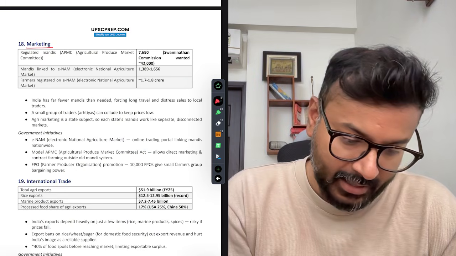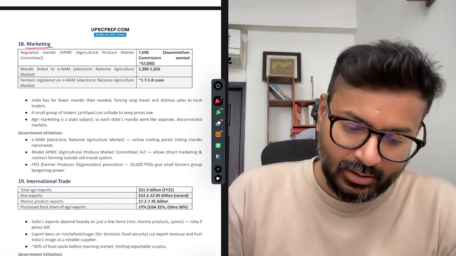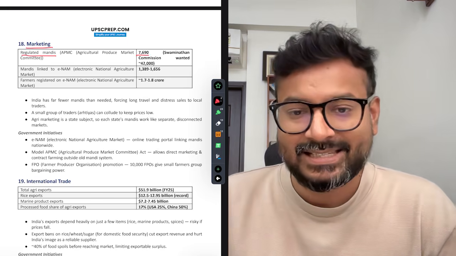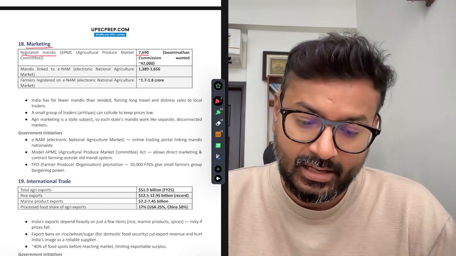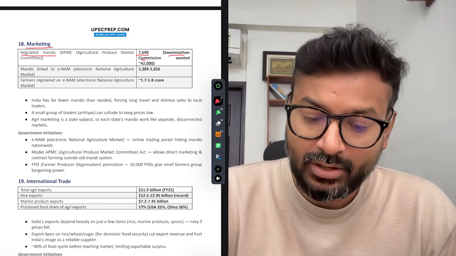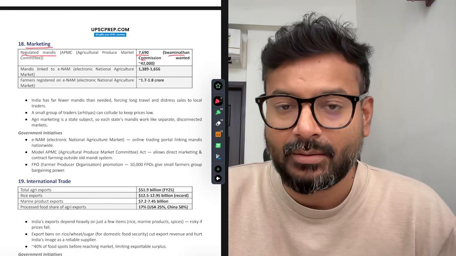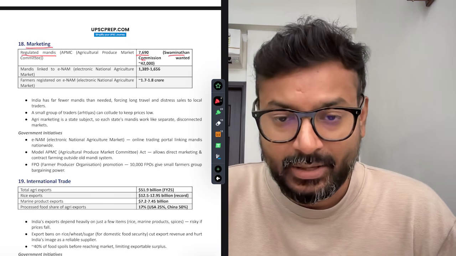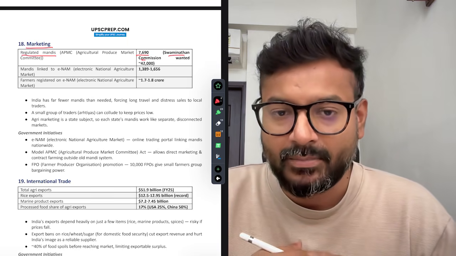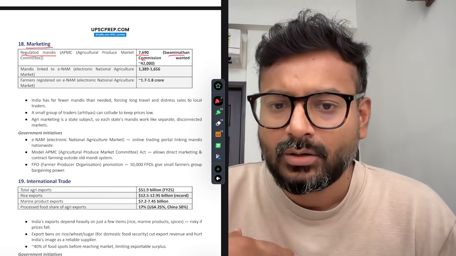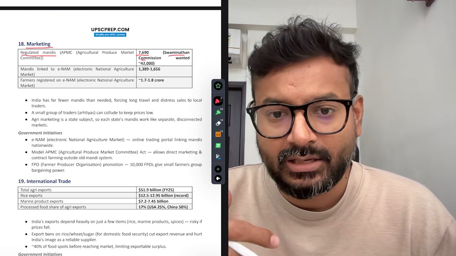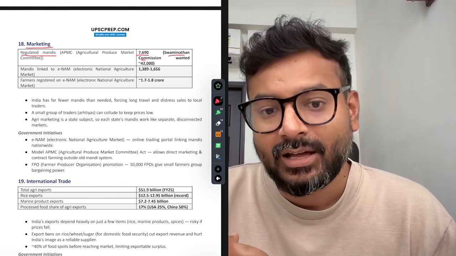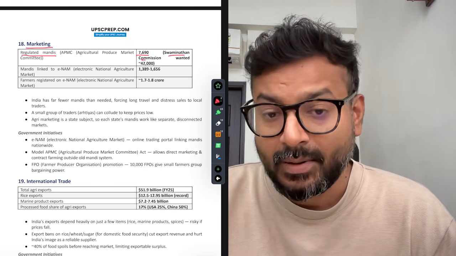Next, let's talk about marketing. The total number of regulated mandis in India stands at 7,690. But the Swaminathan committee wanted 42,000 mandis. In fact, the Swaminathan committee recommended that there should be a mandi every 80 square kilometers in India, so that the farmers don't have to travel long distances to auction their produce, which leads to a lot of post-harvest losses, loss of time, and is also expensive for the farmers.